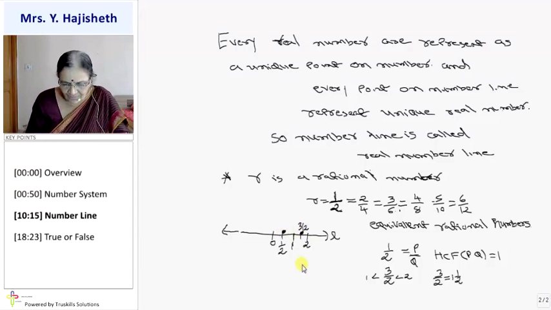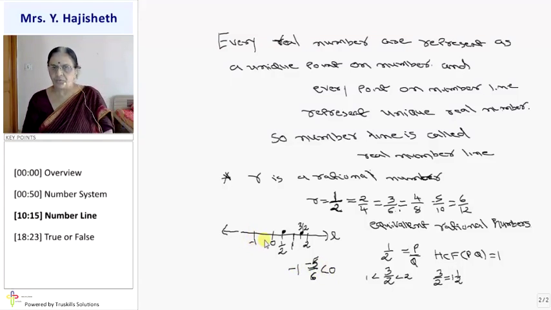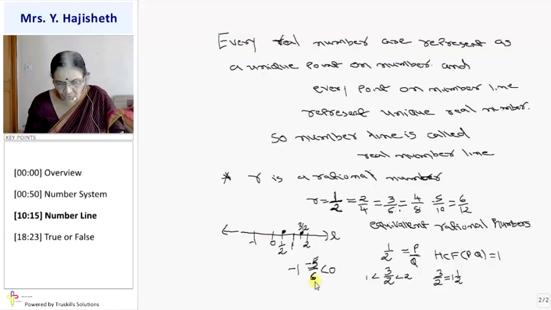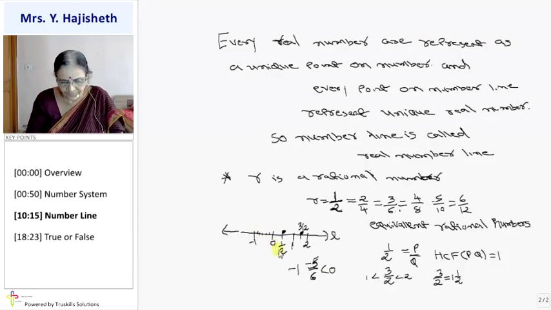Suppose my rational number p is minus 5 by 6. Then minus 5 by 6 is lying between minus 1 and 0. So I take minus 1 here. Between 0 and minus 1, I should divide 0 to minus 1 into 6 parts. Denominator is 6. So 6 parts: 1, 2, 3, 4, 5, 6. Right?